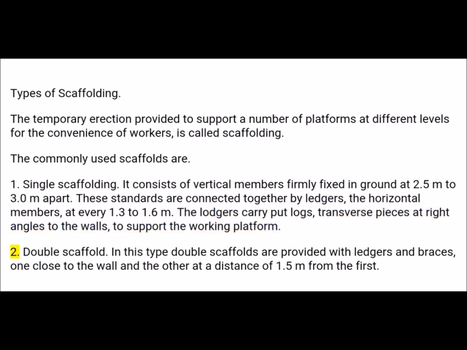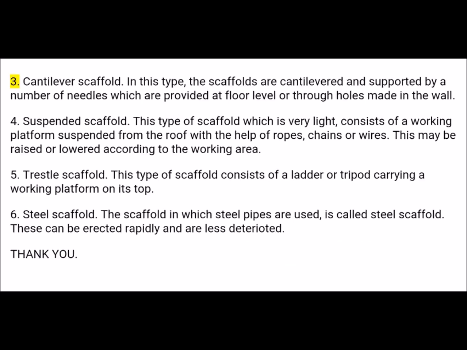2. Double scaffold. In this type, double scaffolds are provided with ledgers and braces, one close to the wall and the other at a distance of 1.5 meters from the first. 3. Cantilever scaffold. In this type, these scaffolds are cantilevered and supported by a number of needles which are provided at floor level or through holes made in the wall.